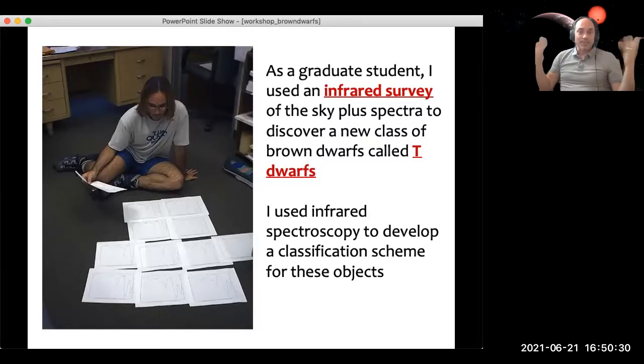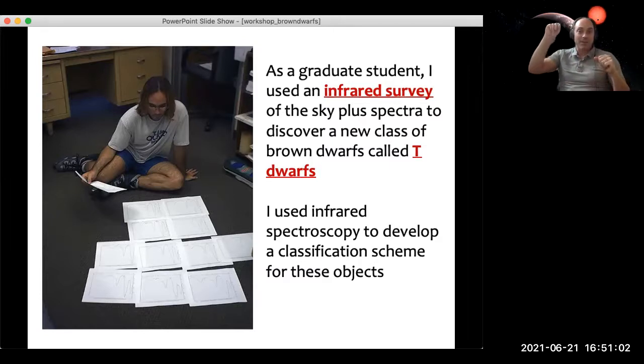And one of the things that I did as a grad student, in my rollerblades and long hair here, was to first find more of these Gliese 229b-like objects and then use the infrared spectra that we collected for them to form a classification scheme. So I've talked about the spectral classes a little bit earlier with stars. This is kind of how that process happens. You find a new type of star whose spectrum doesn't look like any of the other stars that you know, and then you collect as many of these as you can and you form a sequence out of them.